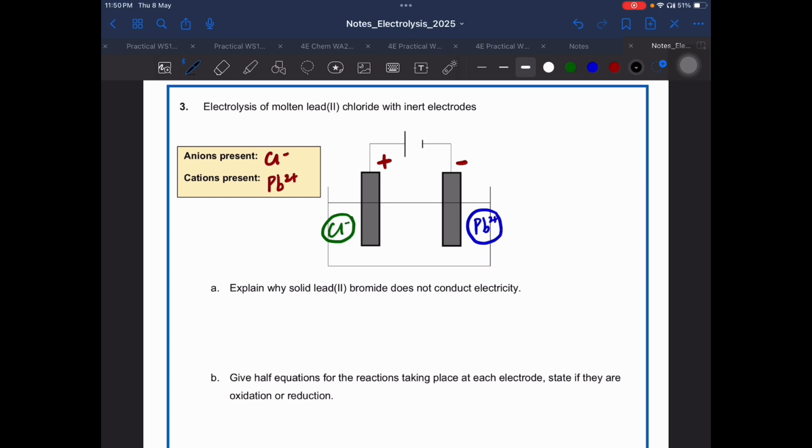We ask ourselves, lead 2, what can it become? It must become lead, right? So this is actually what? A reduction or an oxidation? Ask yourself, think about it. On the other side, chloride can become what? It must become Cl2, right? So is this reduction or is it oxidation? Ask yourself, think about the charges and whatnot, and recap a bit about whether it's reduction or oxidation.